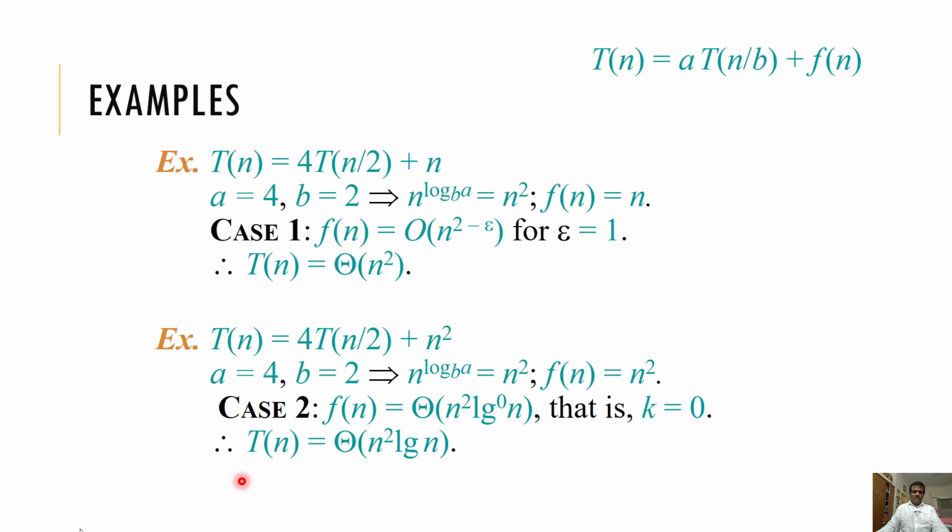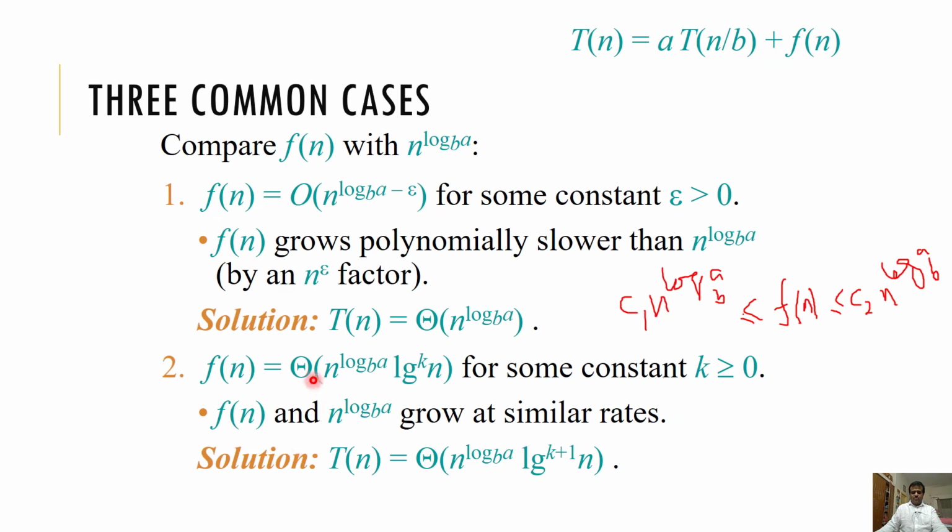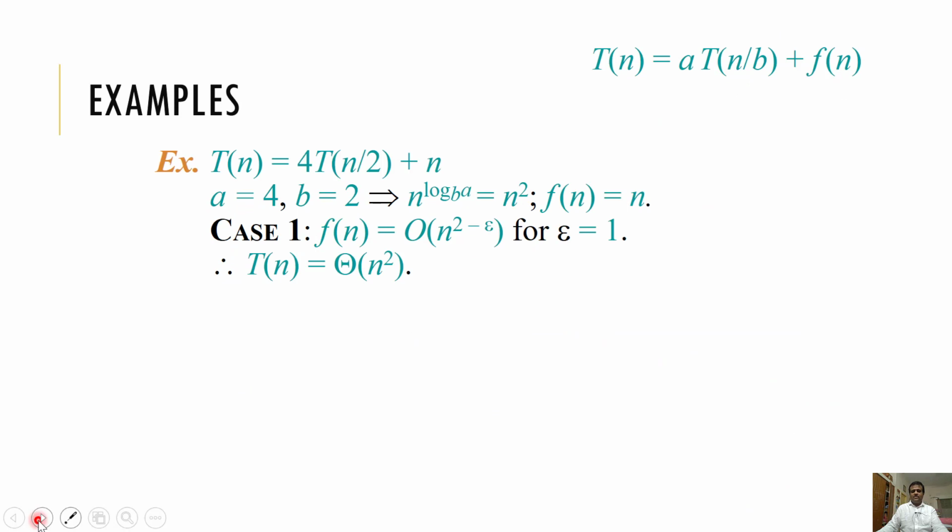If you recall, this is the case 2 of the master method where we have a log factor, but here they are exactly similar. So we have k equal to 0 over here, and the log is base 2. Then we have a solution of big theta of n to the power log a base b times log n, since k is 0. That is the solution for case 2.